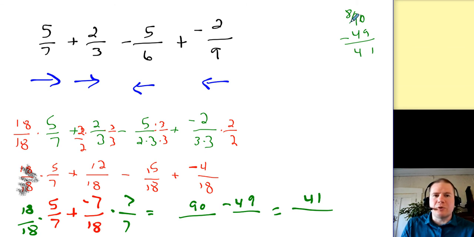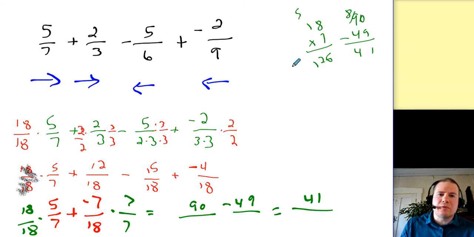Right? If you can't do it in your head, that's fine. 18 times 7, I can't do that in my head. That's why I was leaving it blank for now. 7 times 8 is 56. 7, 8, 9, 10, 11, 12.